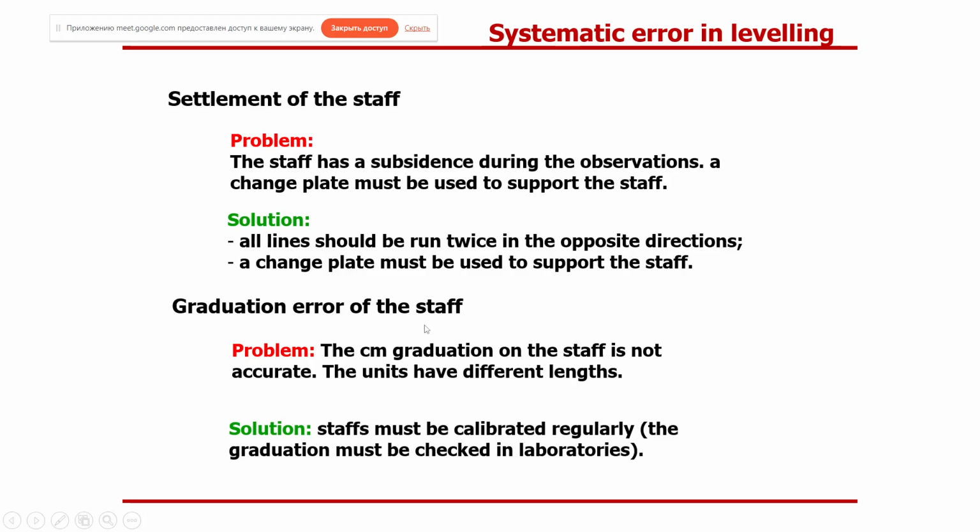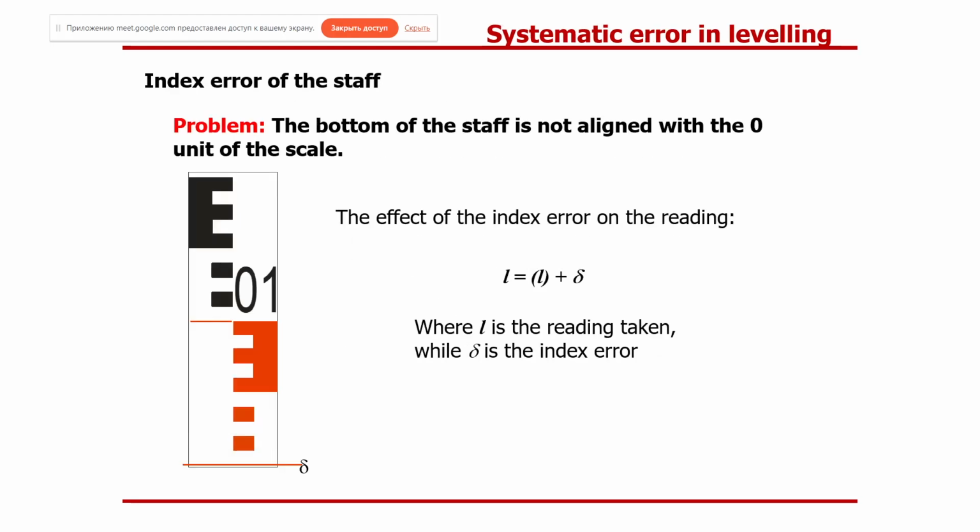Graduation error of the staff. Well, the problem is the centimeter graduation of the staff is not accurate. The units have different lengths. Solution: staffs must be calibrated regularly. The graduation must be checked in laboratories. Index error of the staff. The problem is the bottom of the staff is not aligned with the zero unit of the scale.